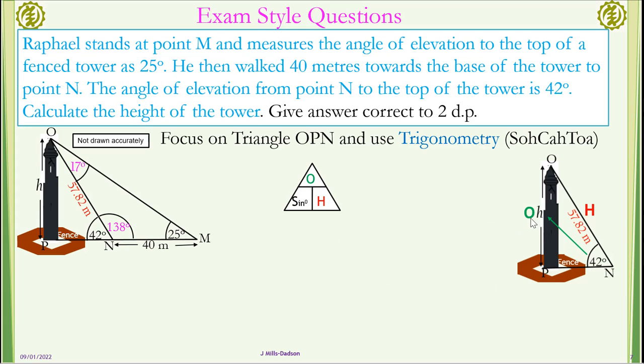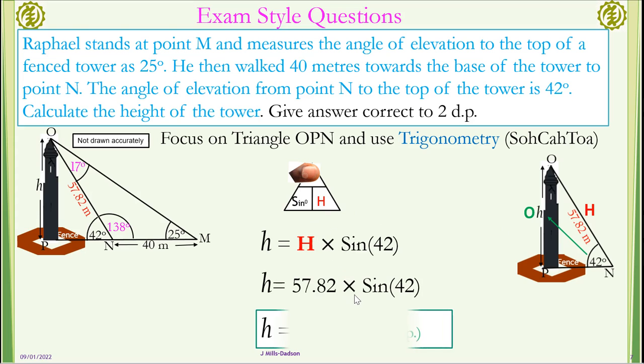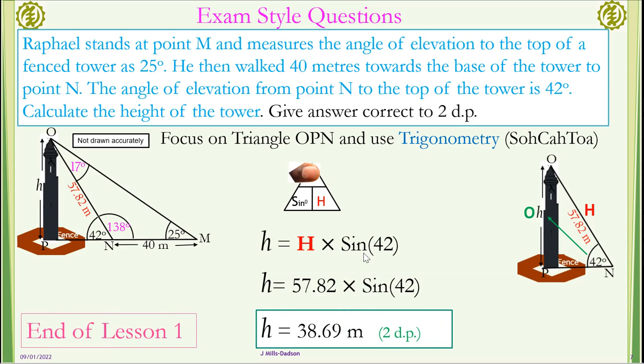And looking for O, which represents the height, we cover O, and that means that our height is equal to the hypotenuse times sine 42. And replace that, and that will give us 38.69 meters. If you don't understand what I'm using in this section, I recommend you go back and watch Trigonometry SOHCAHTOA. We have lesson 1 and 2. It teaches you how to use this formula to work out a missing side.